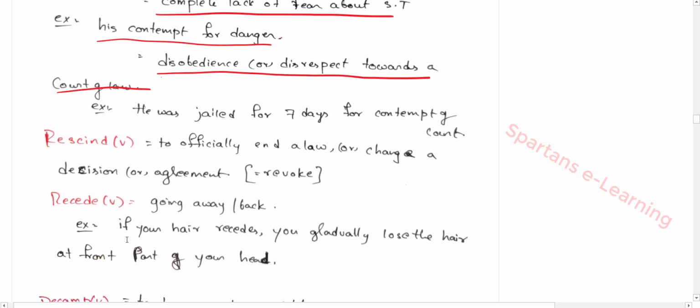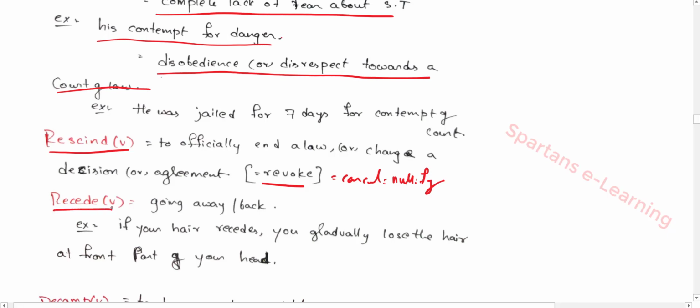That's it. Our next word is rescind. Rescind is a verb. Rescind means to officially end a law or change a decision or agreement. Rescind means to revoke or cancel or to nullify. That is called rescind. Rescind means to go back on words or to go back on a promise, or to cancel certain things, or to revoke or nullify something.